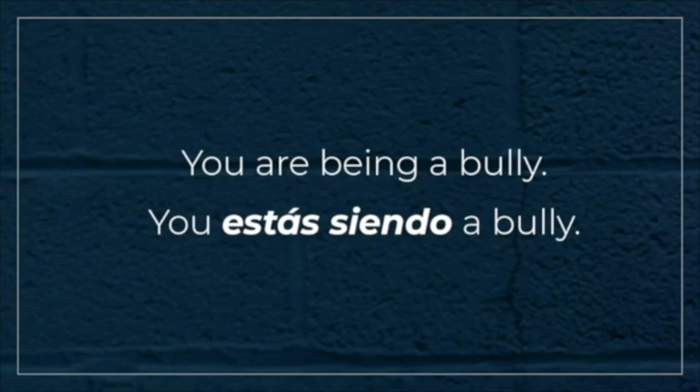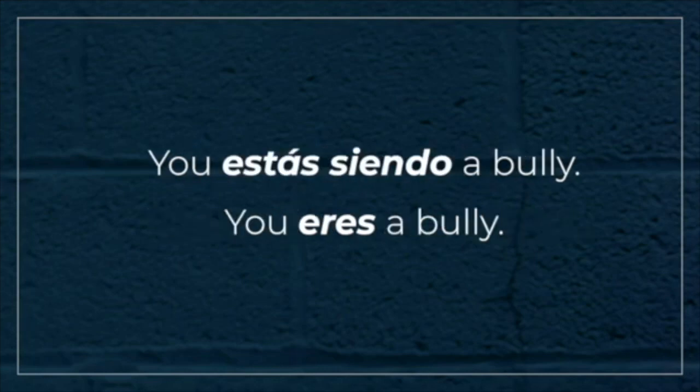Now, this begs the question, what is the difference between these two sentences? You estás siendo a bully versus you eres a bully. I mean, they both mean you are a bully, but they're worded in a slightly different way. The first one is more like you're being a bully, and the second one is you are a bully. Don't worry too much about the differences between these. The main point is that there are two ways to put something in the present tense. Either we use the actual present tense conjugation of the target verb, in this case ser would be conjugated as eres, or we simply use an estar conjugation and then use the target verb's gerund.